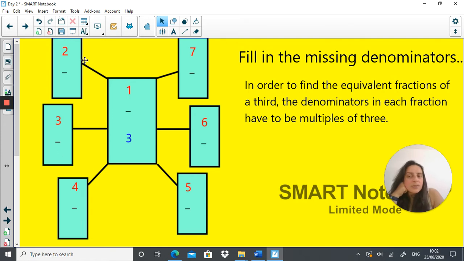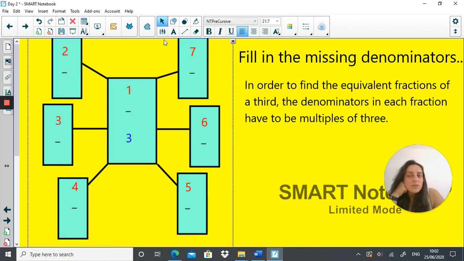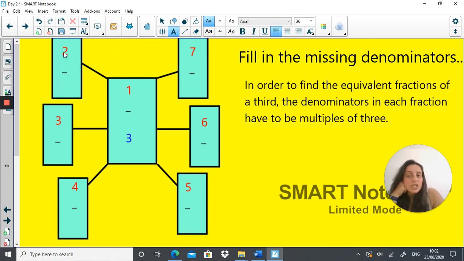Let me give you an example, okay? So here, the denominator would be 6, because the numerator is 2, and 2 times 3 is 6. What are the missing denominators here? Pause the video and have a go.